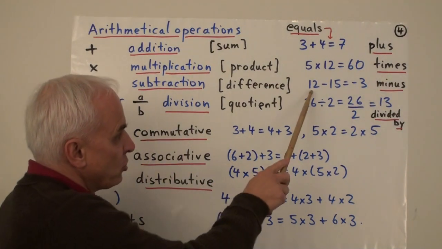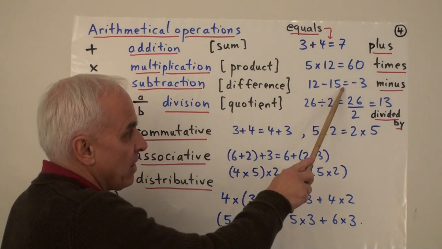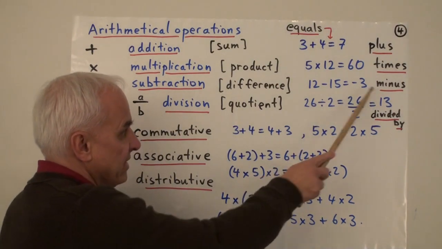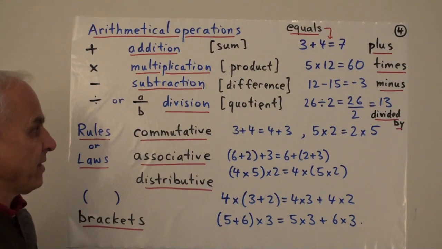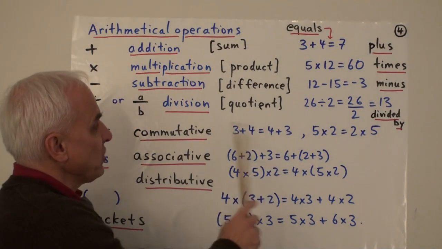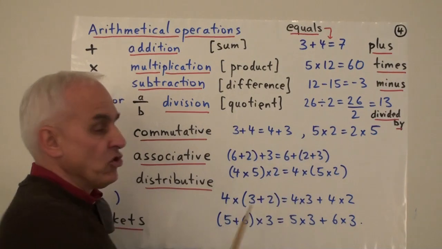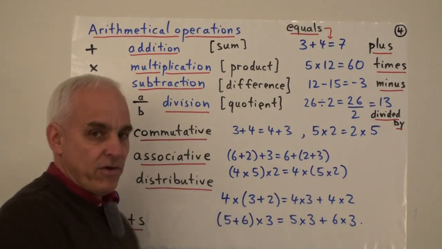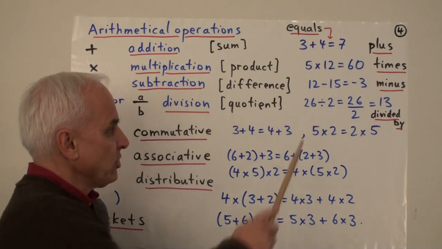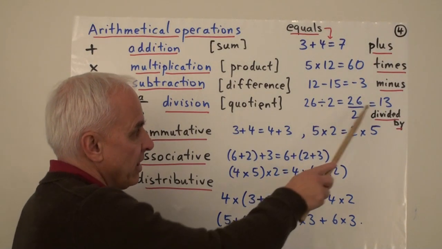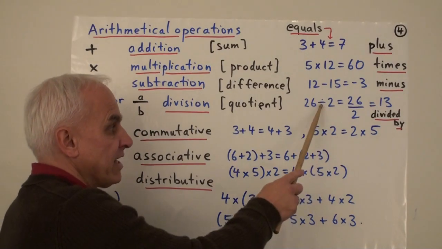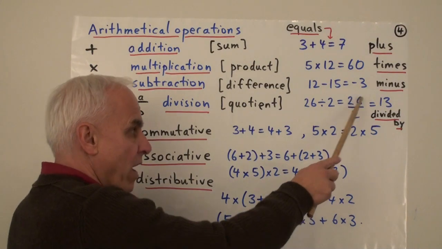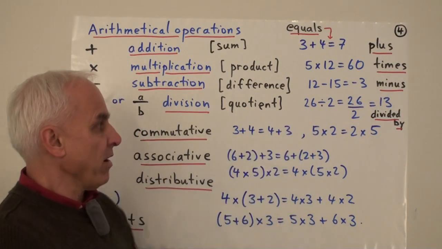For subtraction, 12 minus 15 equals negative 3. So we're using the word minus there for the operation of subtracting. And here, for division, 26 divided by 2. And sometimes we say 26 over 2. Means the same thing. So 26 divided by 2 is 13, or 26 over 2 is 13. We especially use that when we have one number on top of the other number with a bar like this.